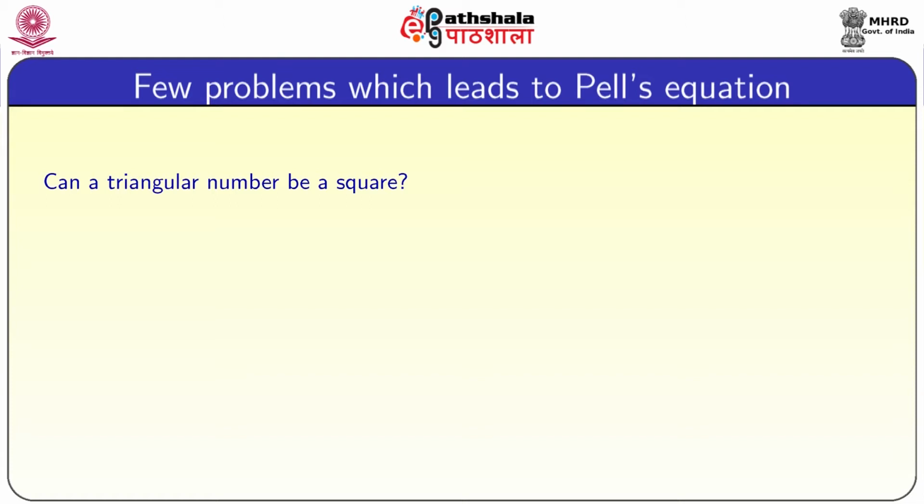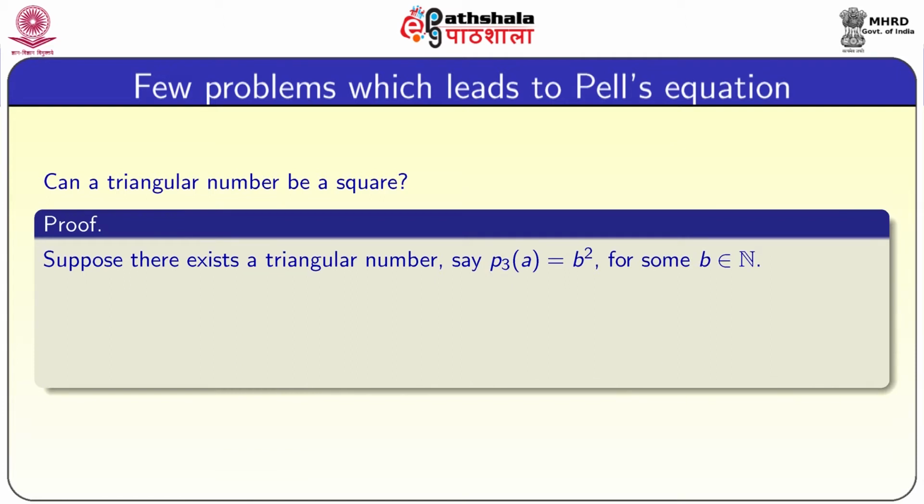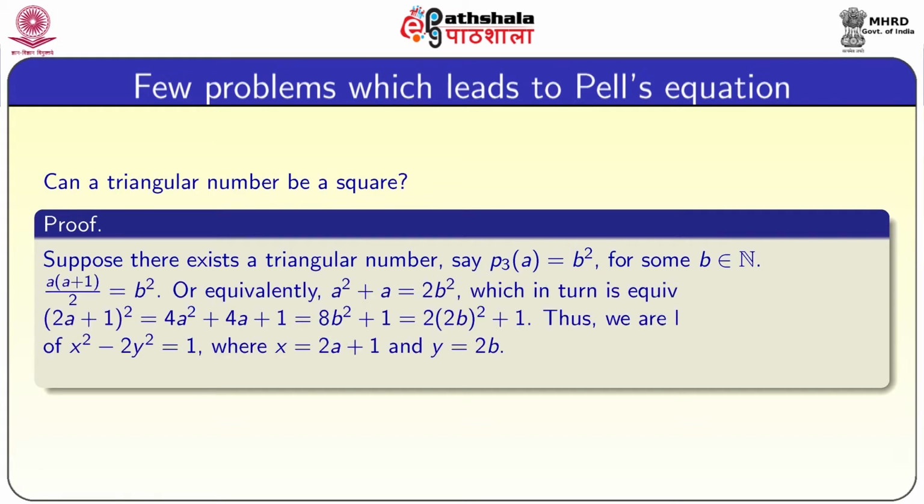Now, we will see how this problem led to Pell's equation. Suppose there exists a triangular number, say P3 of A equal to B square for some B belonging to N. Then P3 of A, that is the triangular number, equals A into A plus 1 by 2, which is equal to B square. Equivalently, this can be written as A square plus A equal to 2B square, which in turn is equivalent to 2A plus 1 whole square equal to 4A square plus 4A plus 1, which is equal to 8B square plus 1.